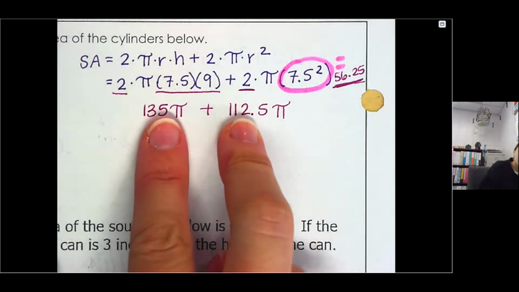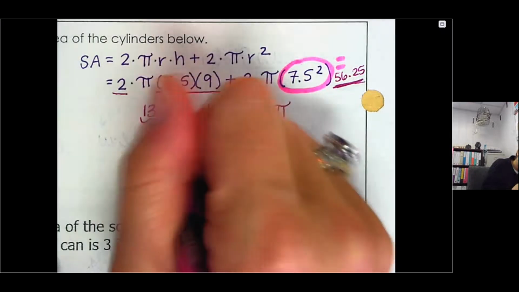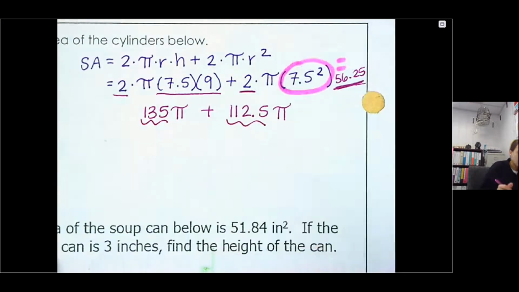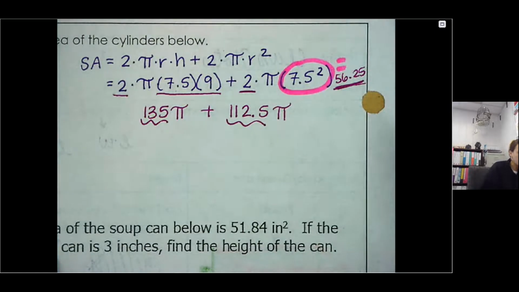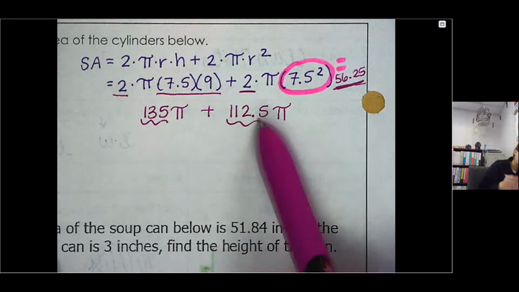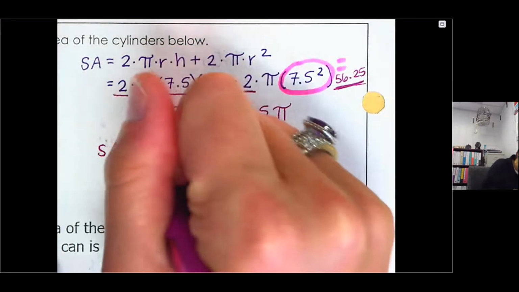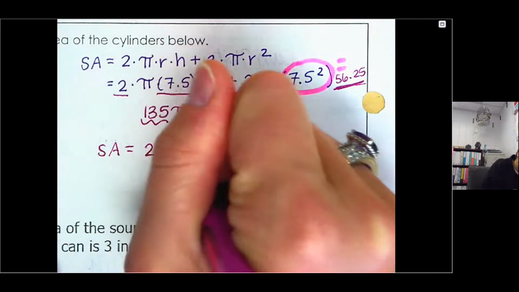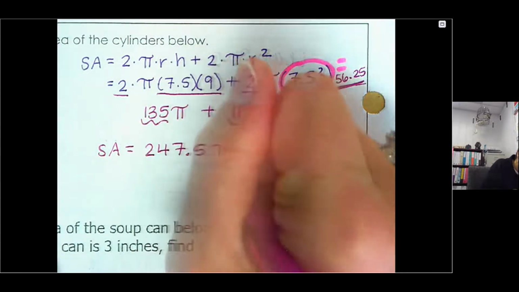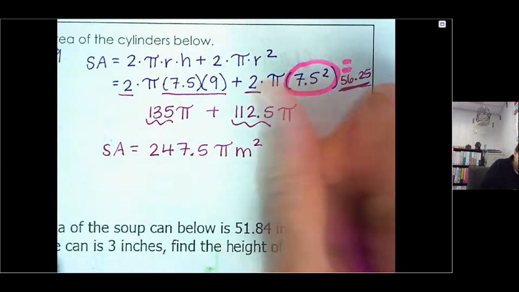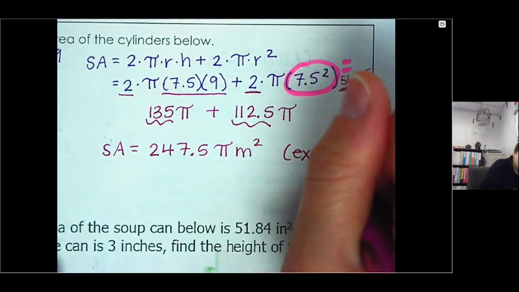Now, to get an exact answer, all I would do is add together the two numbers and leave it in terms of pi. So if I have 135 pi and then 112.5 pi, if I just add these two together, I get that my surface area is 247.5 pi meters squared. So that's the exact version.